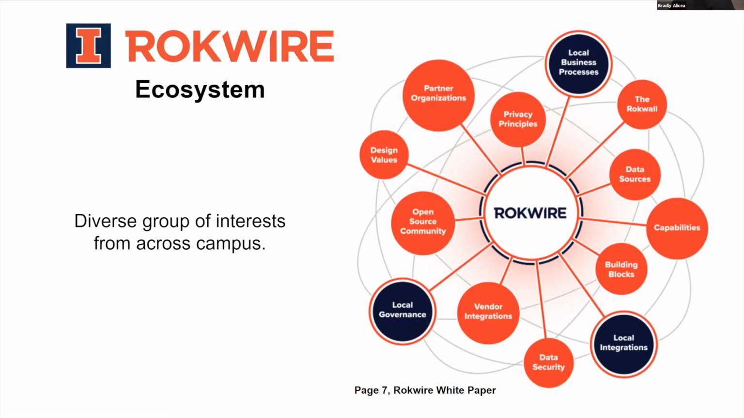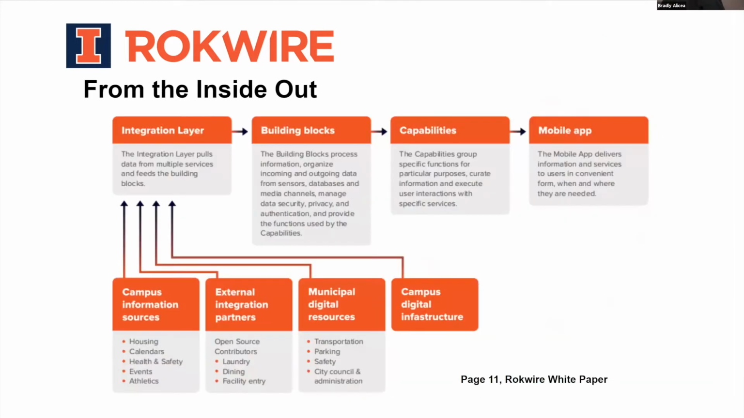So it's a very rich ecosystem. And so if we look at this from the inside out, this is sort of a view of the architecture, how it progresses from integrating a lot of these things on the campus to what you have maybe on your phone, which is a mobile app. If you have the Illinois app, you have this mobile app. And this mobile app has a number of different functionalities to it.